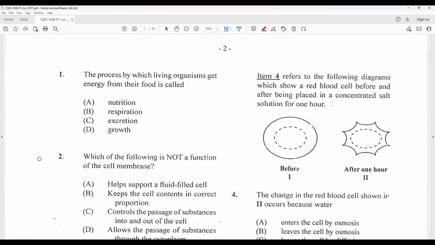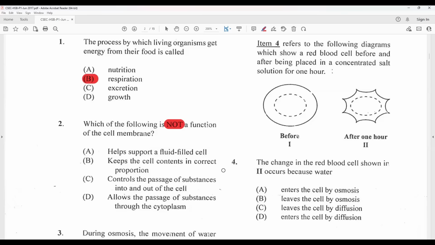So let's go. The process by which living organisms get energy from their food is called respiration. Which of the following is not a function of the cell membrane? And once you see these capital letters, that should let you know that they are giving you a hint in how to answer the question.